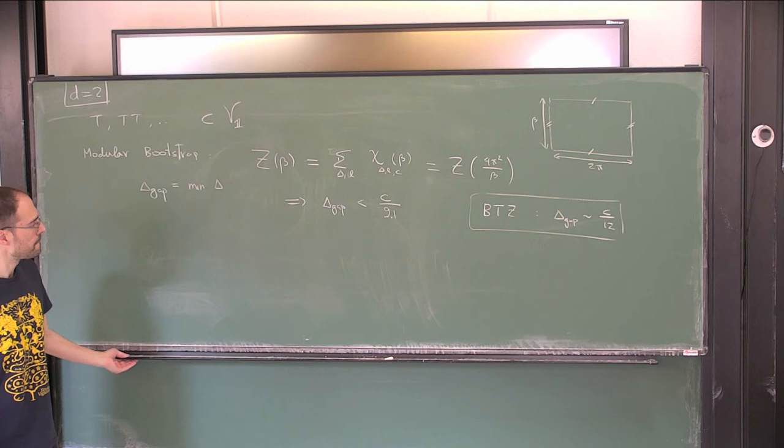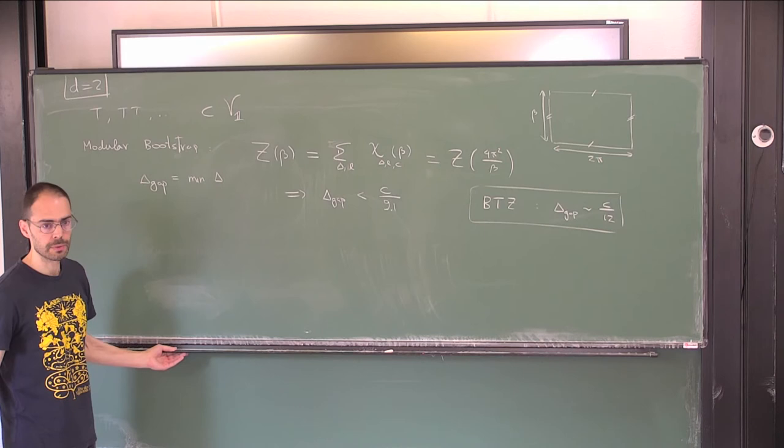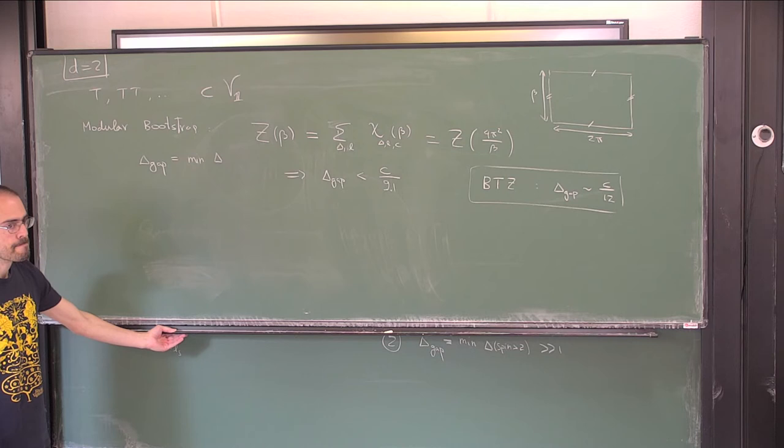Is it 12 or 6? I think 12. Okay, if you define delta as h plus h-bar, yes, it's 24. But is the expectation that if one included all the constraints of the bootstrap, you would land on c over 12, or you even land?